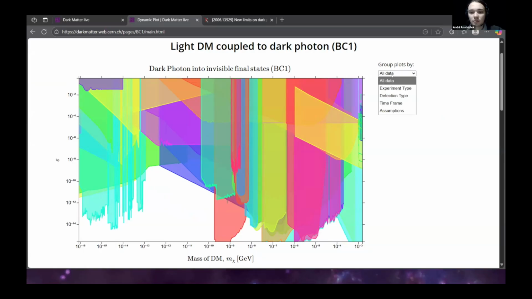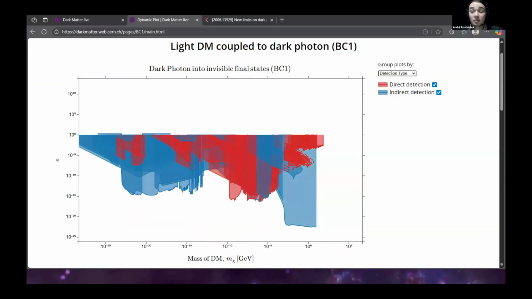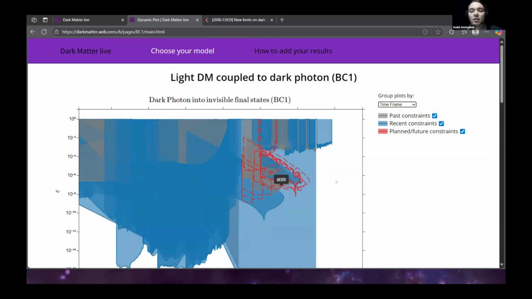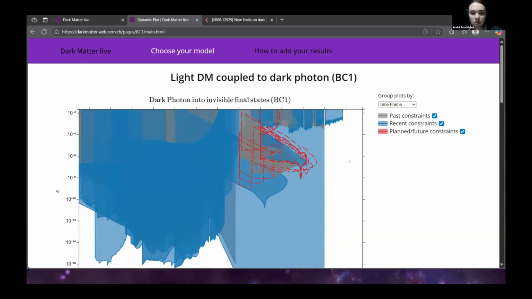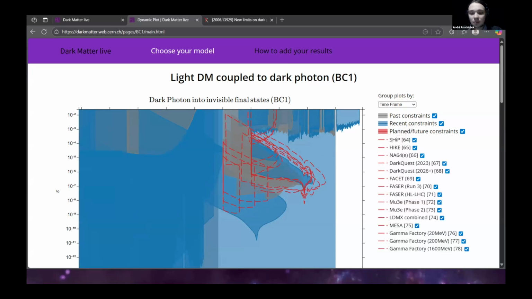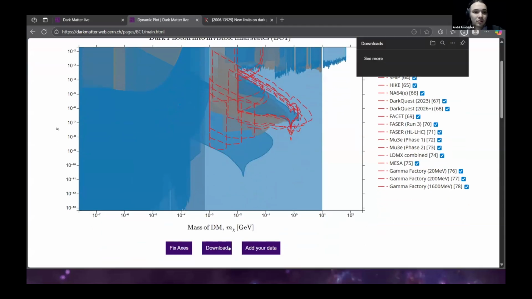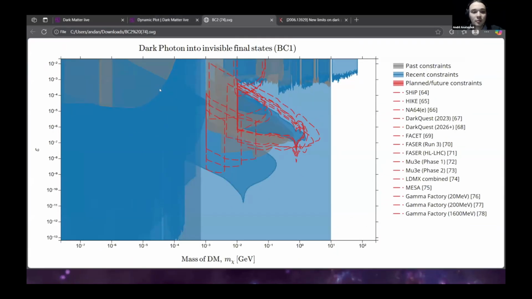Yes, and you can also change different settings. For example, there is experiment type, detection type, and time frame. Here, for example, in time frame, you can see the actual planned constraints that are usually described as dashed lines. So this can be, for example, the famous SHiP experiment, another kind of experiment that will be done in future years. You can also download the results, which will give you a picture of what was on the screen at the moment.